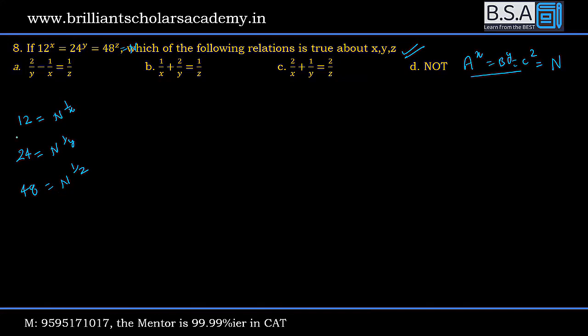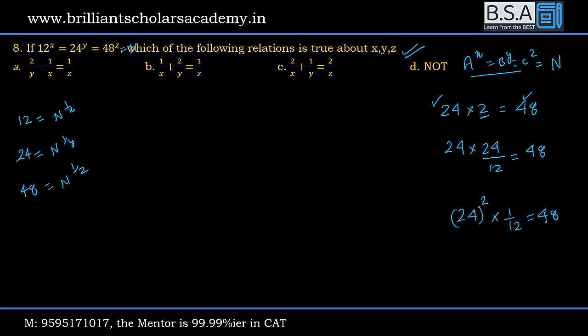Now you have to somehow find a way to multiply, divide these numbers and make them equal. Do you observe? Do you understand? 24 into 2 is equal to 48. 24 I know I have, 48 I have. How can I create 2? So can I say 24 into 24 upon 12 is equal to 48? You need to be able to manipulate these numbers among themselves to create a new value. So this basically looks like 24 square into 1 by 12 is equal to 48.